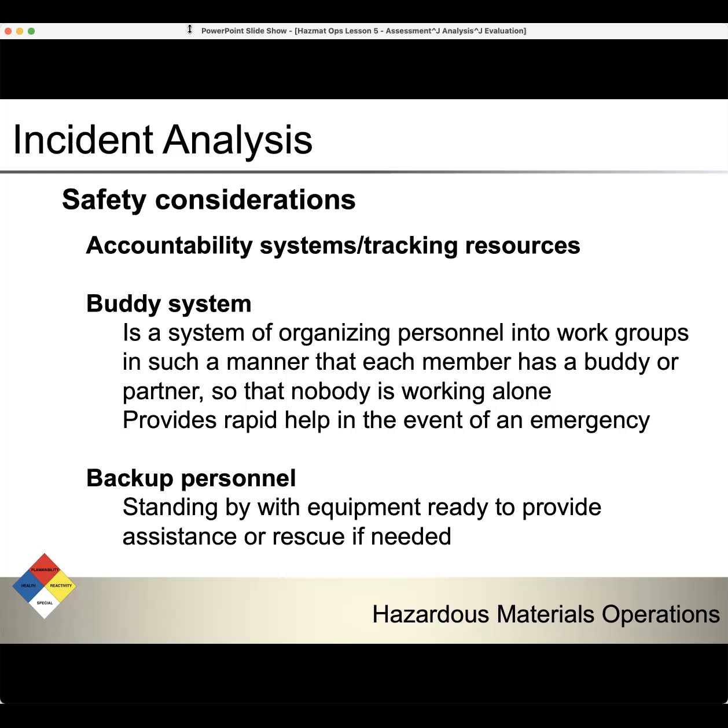Some other safety considerations: we need to make sure we're using the accountability system, some type of accountability. We don't want people wandering off and getting lost and forgotten about. We're going to use the buddy system. Everybody needs to work in groups, at least a group of 2. No one works alone.